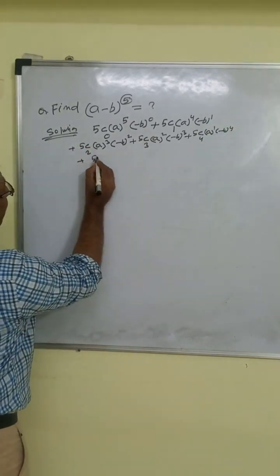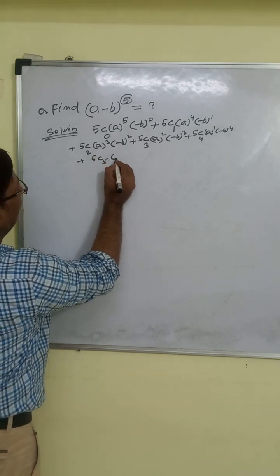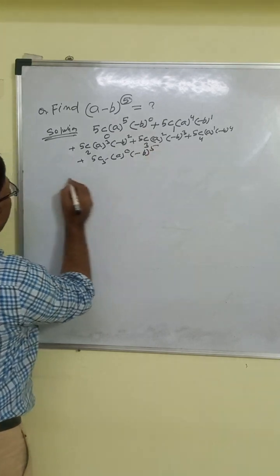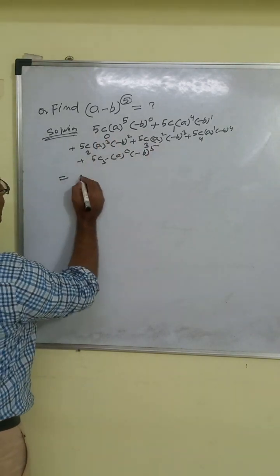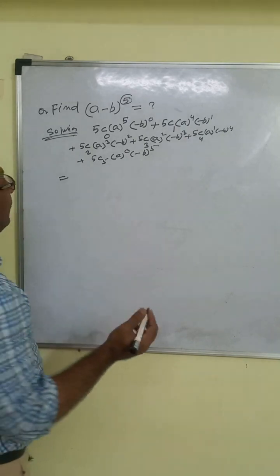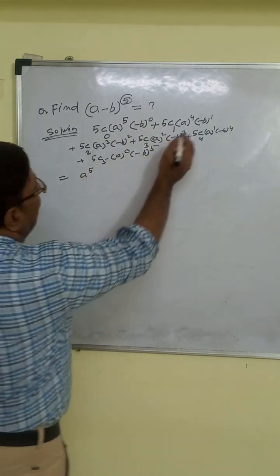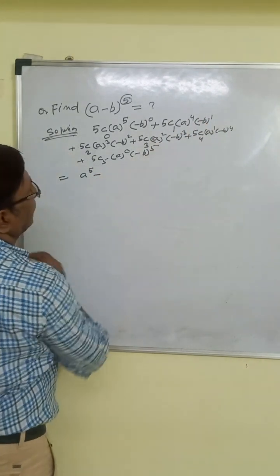The last is what? 5C5. And first term A, 5 minus 5, 0. Second term minus B, 5. So now we can write 5C0. And C0 is what? That is 1. Minus B power 0 is 1. We will get A5. Here minus, so we go for minus.